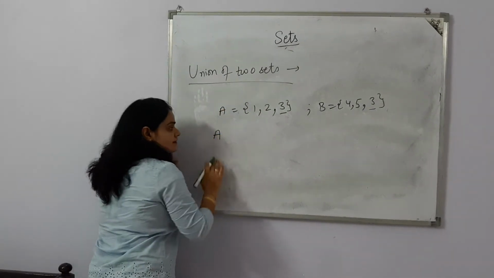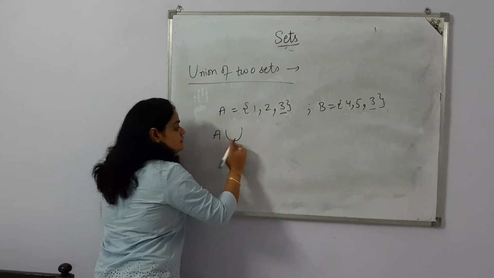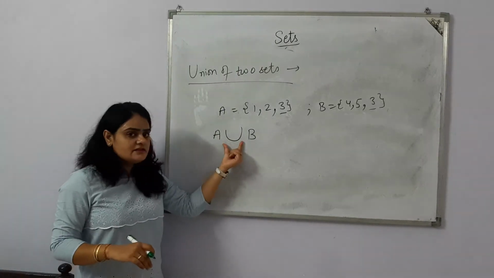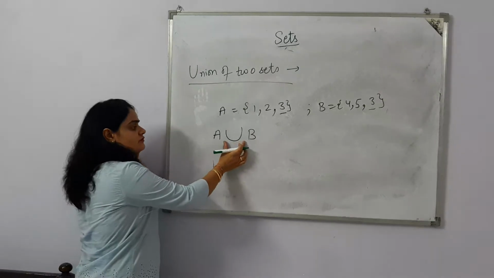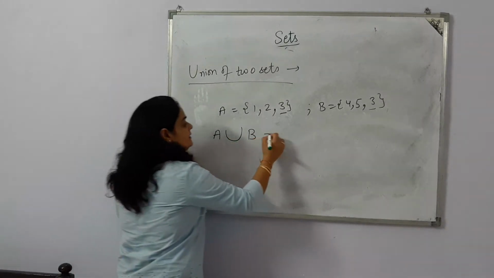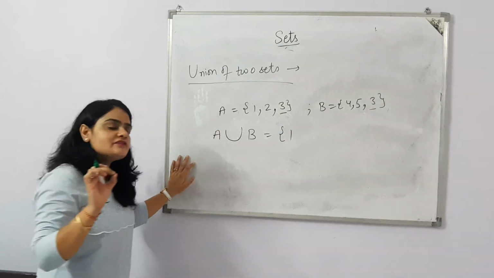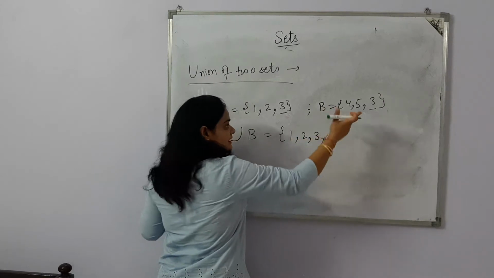So we will denote union with this symbol. This is not U. This is a slightly broad symbol, a broader form of U. So A union B. It contains all the elements of A together with the elements of B. So A's elements 1 2 3 together with B.